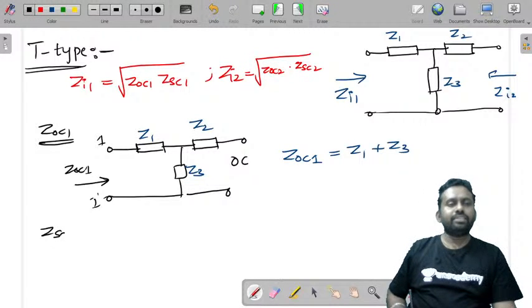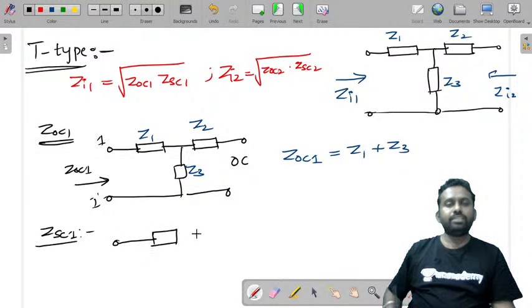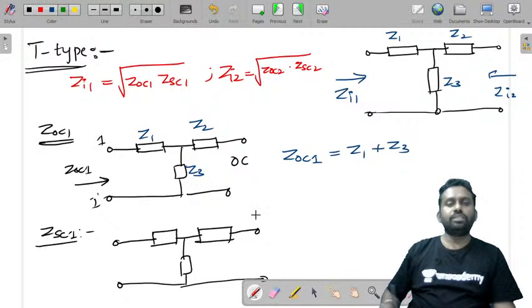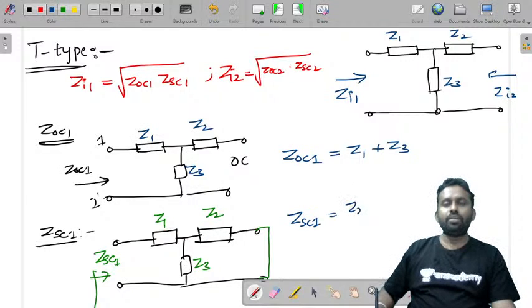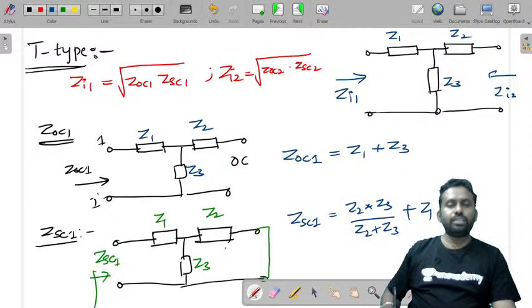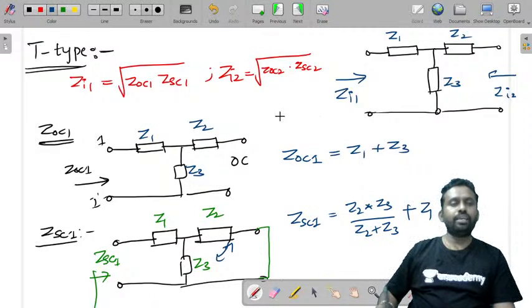Similarly, let us try to find ZSC1. ZSC1, that means you have this network and you need to short circuit this and find the impedance here, that is ZSC1. This is Z1, Z2 and Z3. Now what is ZOC2? Sorry, ZSC1. ZSC1 is Z2 into Z3 by Z2 plus Z3 plus Z1. Now these two Z2 and Z3 are in parallel and it is in series combination with Z1. So you'll get Z1 plus Z2 Z3 by Z2 plus Z3. Okay, so this is ZOC1 into ZSC1. Just remember this, we'll use this in the next slide.